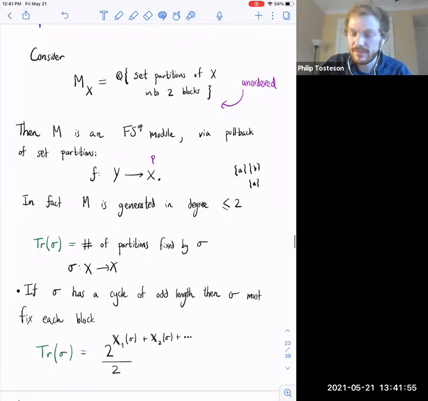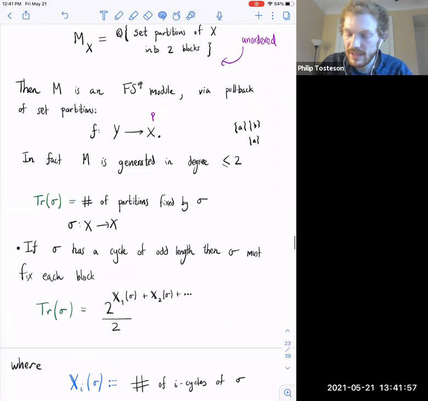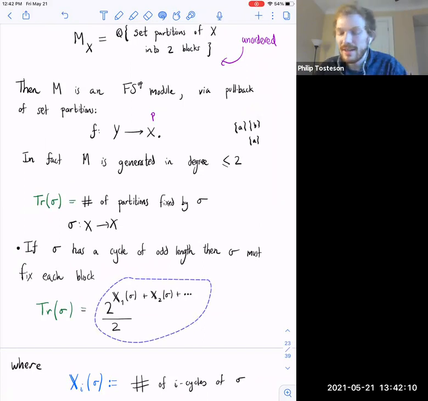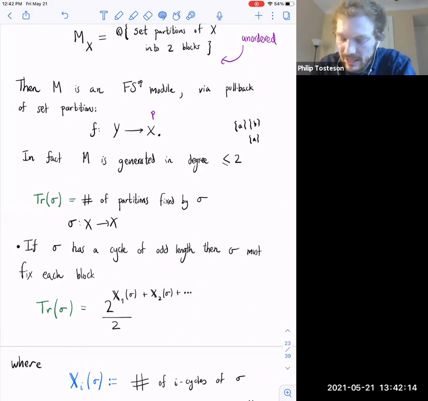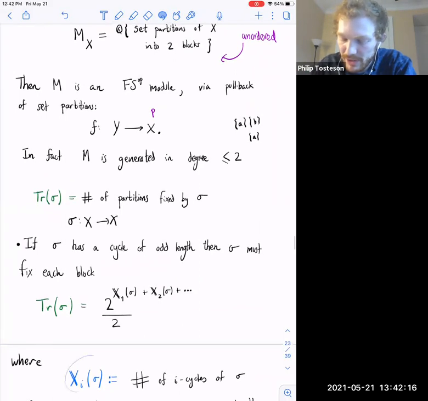cycle in sigma, it turns out that for each cycle in sigma, it has to either be contained in its orbit. It has to either be contained in one block or in the other block. So you can compute this trace. And here xi sigma is the function, which is by definition the number of i-cycles of sigma.